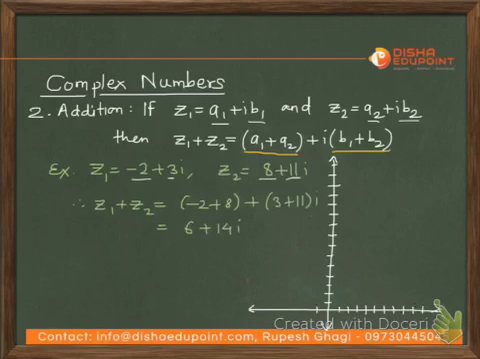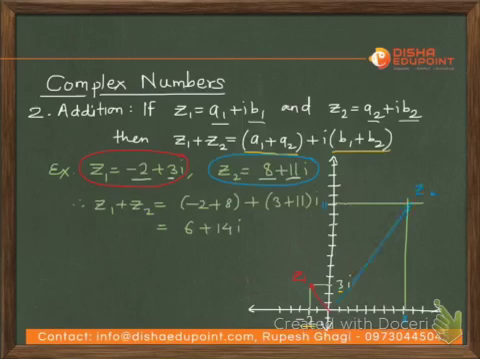So let's first plot the first number, z1 = -2 + 3i, on the plane. So obviously we have -2 over here and 3i over here. So this is the number z1. Now let's plot z2. z2 = 8 + 11i. So 8 on the real number line, right? And 11i on the y-axis, which is the imaginary axis. So okay, this is our z2.